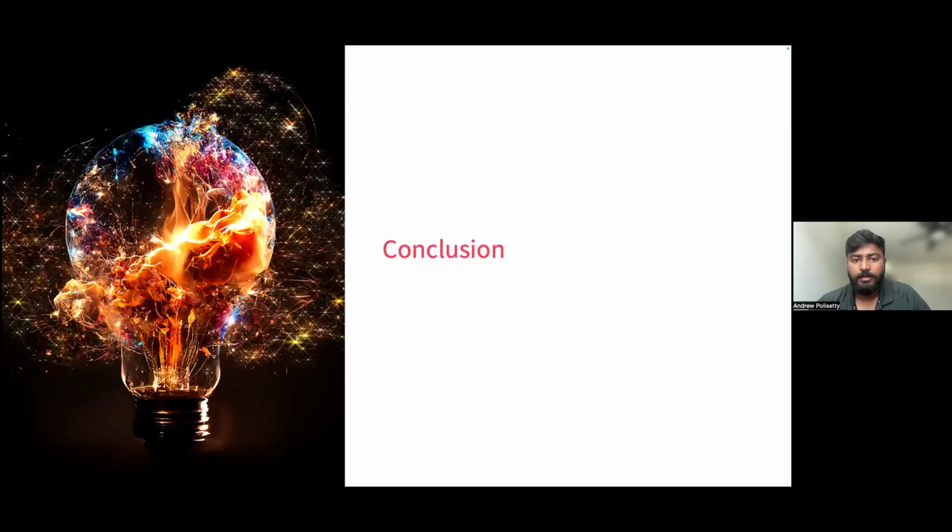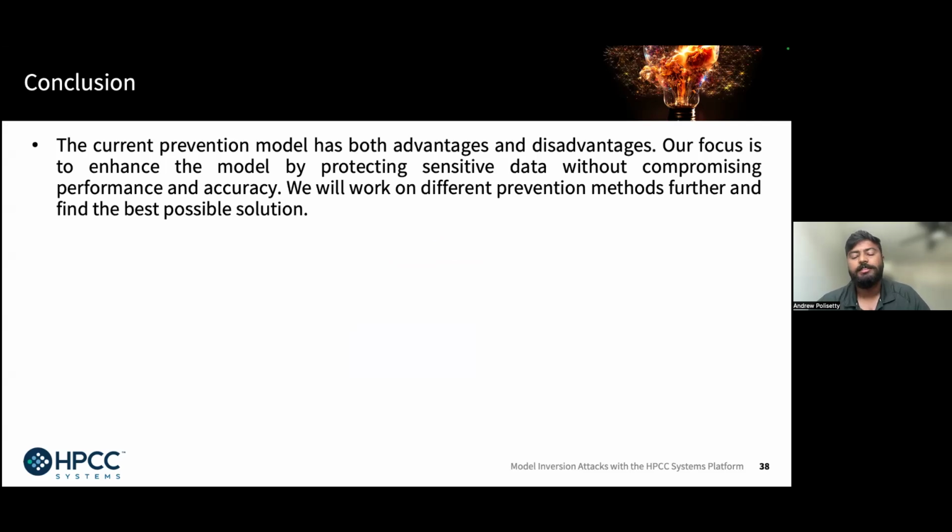Conclusion. In conclusion, our research highlights the importance of securing machine learning models against model inversion attacks, which pose a significant risk to data privacy. Our prevention model, while effective, demonstrates the inherent trade-offs between accuracy and security. This finding underscores the need for further research to develop more sophisticated defenses that can protect sensitive data without compromising model performance.